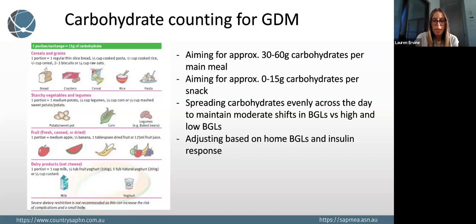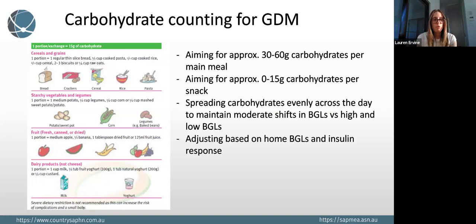So we want to aim for a recommendation of 30 to 60 grams of carbohydrates per main meal. So breakfast, lunch, and dinner should have this even, medium amount of carbs. The way we might teach someone is thinking one exchange or serve of carbohydrates equals 15 grams of carbohydrates. That's why we would say 2 to 4 servings per main meal of carbs is pretty good usually. Most people have a good response with their blood sugars to that.